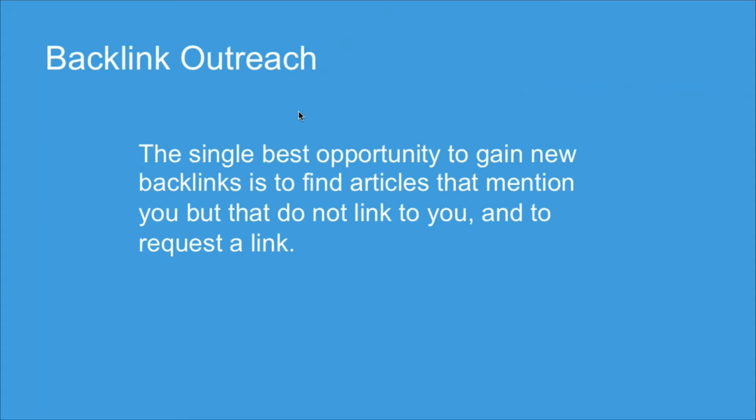So it's great to know what content gets links, but what can you actually do to achieve links? You can do simple backlink outreach, and I wanted to talk about a couple of features on BuzzSumo which allow you to do this. In my view, the single best way to get new backlinks is simply to find articles that mention you but don't link to you.